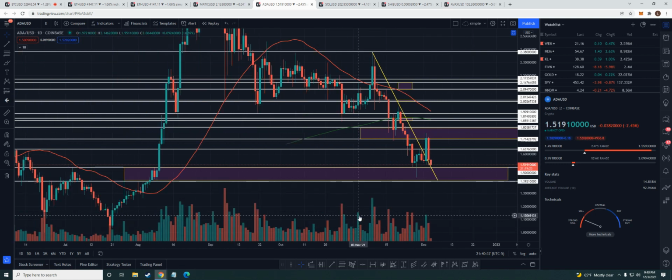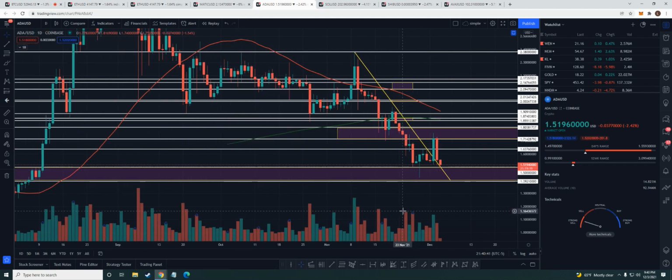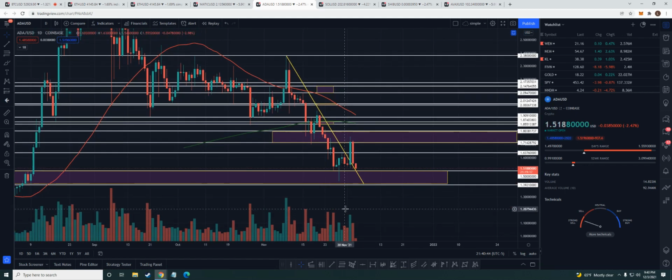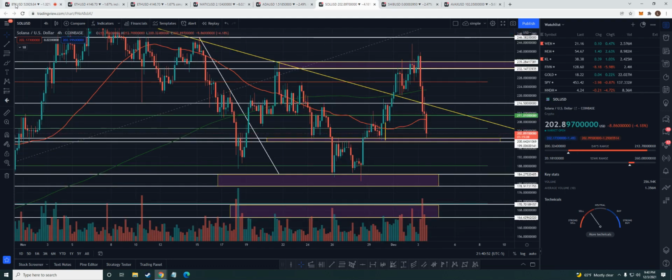If the $1.50 doesn't hold, then I want to see the $1.39 hold. Okay? And I want to see us get a 4 hour candle closing above $1.63 again. And then maybe we can push back up to the $1.71. For Solana, how much time? I ran out of time yesterday talking, guys. It was terrible.